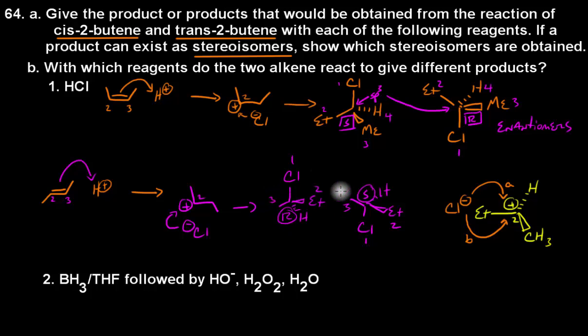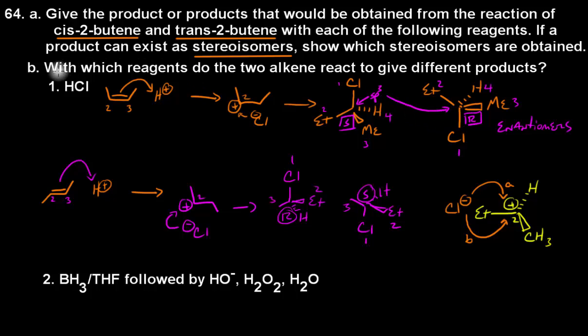So R and S. Notice we actually have the exact same molecule for reacting trans-2-butene as we do with cis-2-butene, so we have the exact same two possibilities. It just so happened, because of the way the 2-butene is configured, that there is not going to be a difference in terms of the regiochemistry. You're going to get the exact same products.